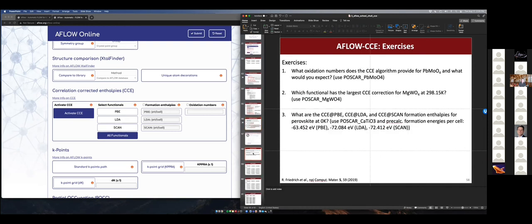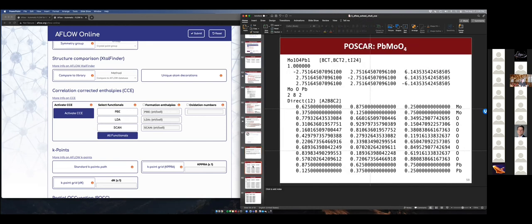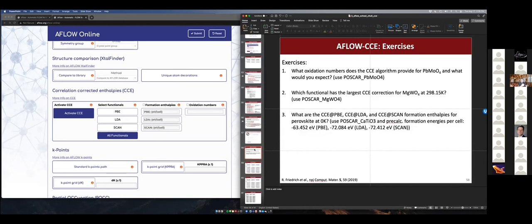So with that, we have a few exercises. I'll give you about 5 minutes to run through the exercises, and then we'll come together and we'll do them together. So let's see. So what are the exercises here? So the first exercise says, what are the oxidation numbers that the algorithm gives you for this structure right here? And then compare that to what you would expect. Okay, so the structure is provided on the next slide in order of the questions. Okay, so that's question one.